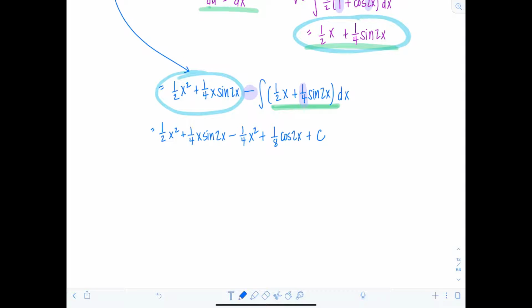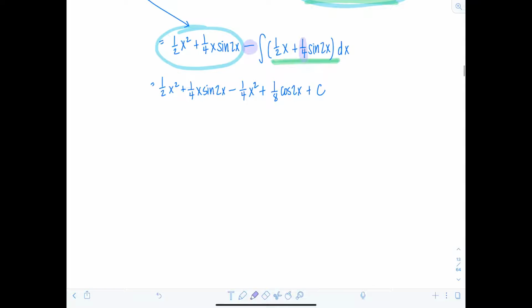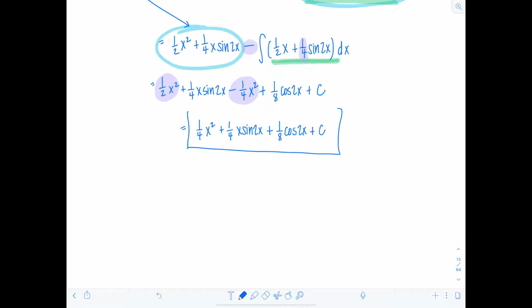Whew! Should we box it? Are we done? No way, look, we can combine some like terms. Check that out. All right, so now I have 1/4 x squared plus 1/4 x sine 2x plus 1/8 cosine 2x plus c. Now you can box it with pride. That was well done. That's a nice problem too, because it'll test that you know how to integrate using by parts and with this trig identity. Okay.